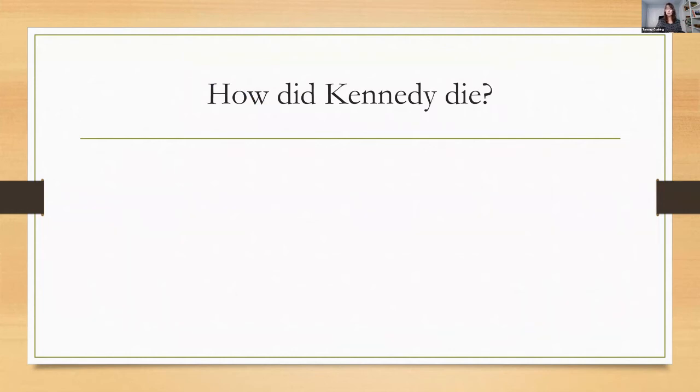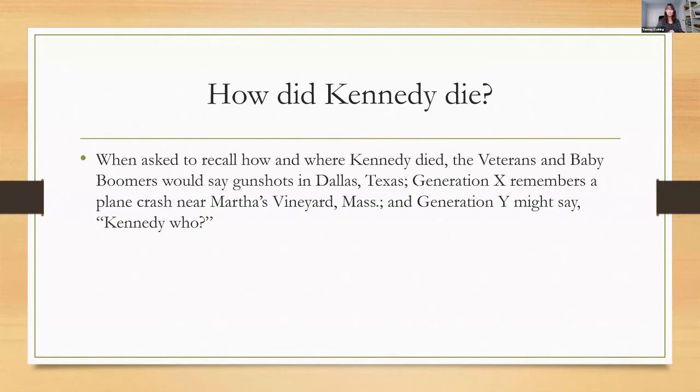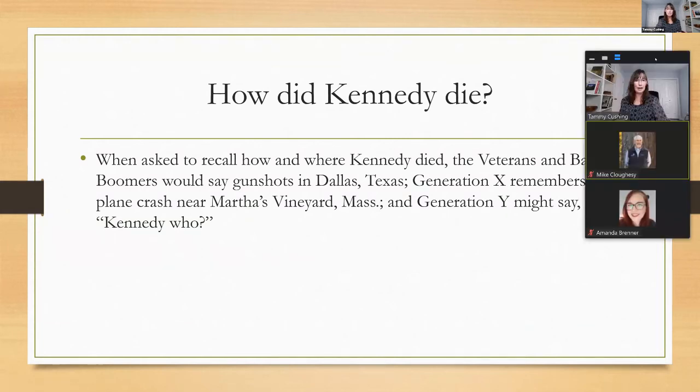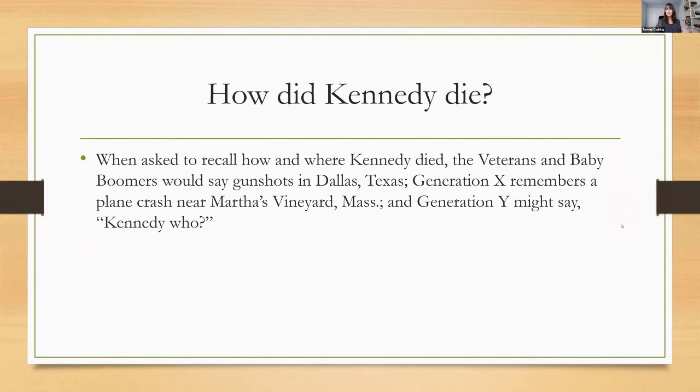So I find this really interesting when we think about generations. If I ask you, how did Kennedy die? When asked to recall how and where Kennedy died, the veterans and the baby boomers are going to say gunshots in Dallas, Texas. Generation X remembers a plane crash near Martha's Vineyard. And then Generation Y might say, Kennedy, who? And so these are things to keep in mind as we're having these conversations. Understand their culture and their views and use that to help make decisions and to plan.